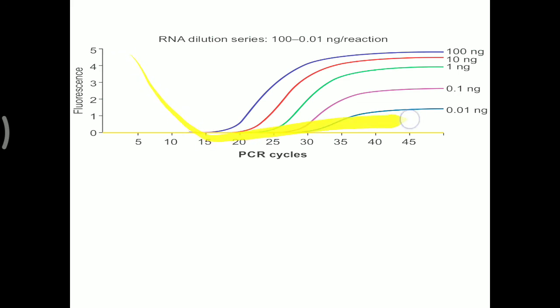Here, how exactly this SYBR Green is utilized: with the help of this dye, how much viral load is present initially can be detected according to the PCR cycle, and that is called qPCR or real-time PCR. So that's all about the quantitative PCR.